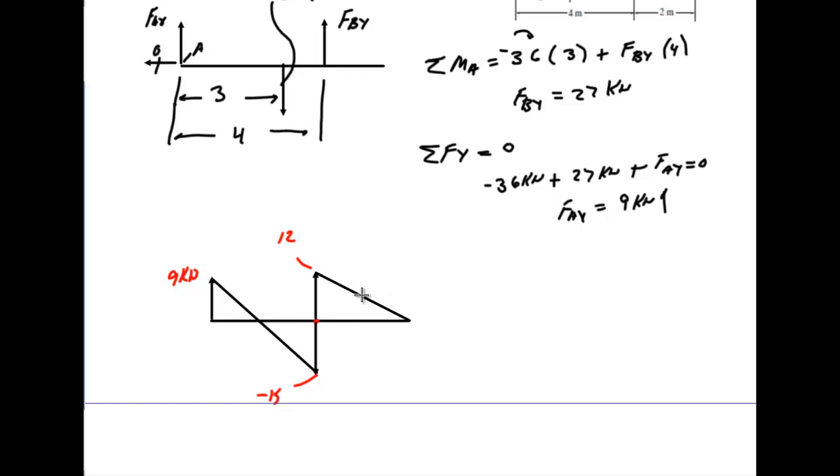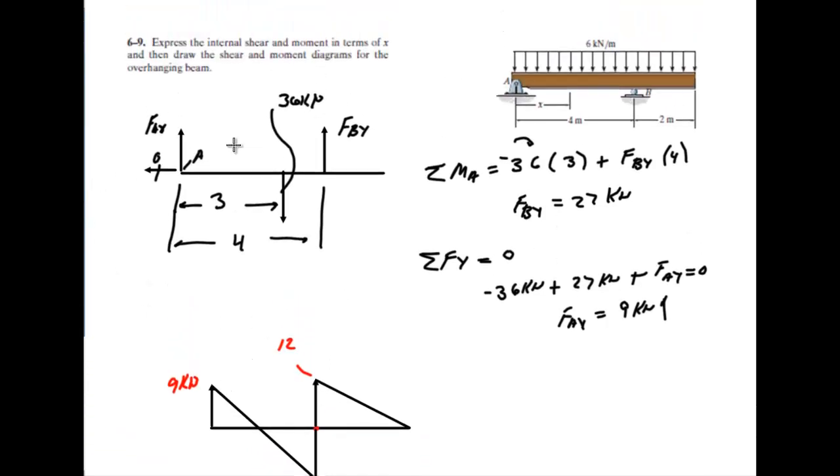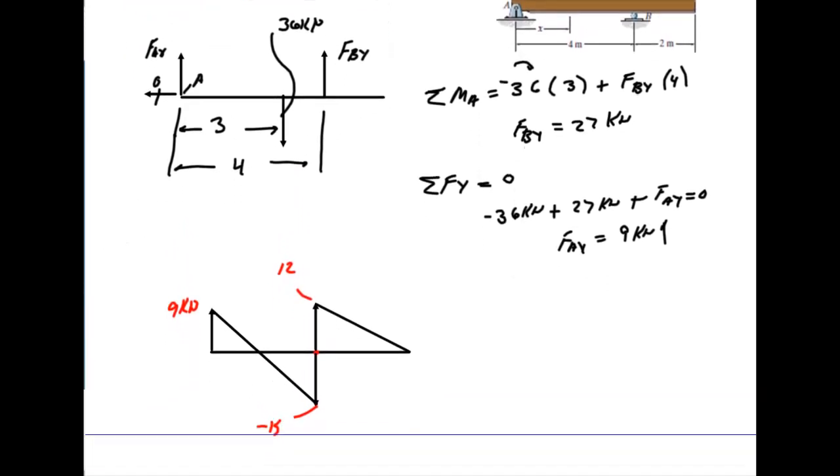And if you find the area of this distance here, you know this is 6 from here to here, and 6 times 2 is 12, and that's why it goes back. So that's what your shear diagram is going to look like.